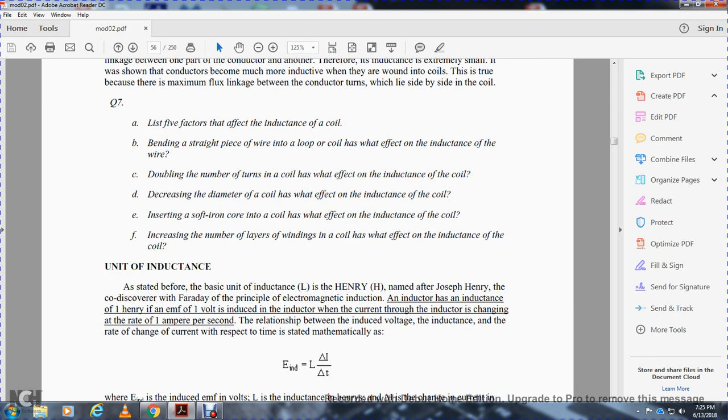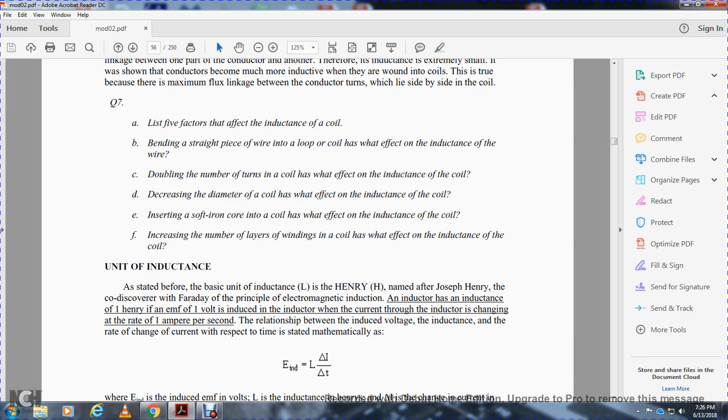As stated before, the basic unit for inductance is L, and it is measured in the Henry, named after Joseph Henry, the co-discoverer, with Faraday, of the principle of electromagnetic induction. An inductor has an inductance of 1 Henry if an EMF of 1 volt is induced in the inductor while the current of the inductor is changing at the rate of 1 ampere per second.